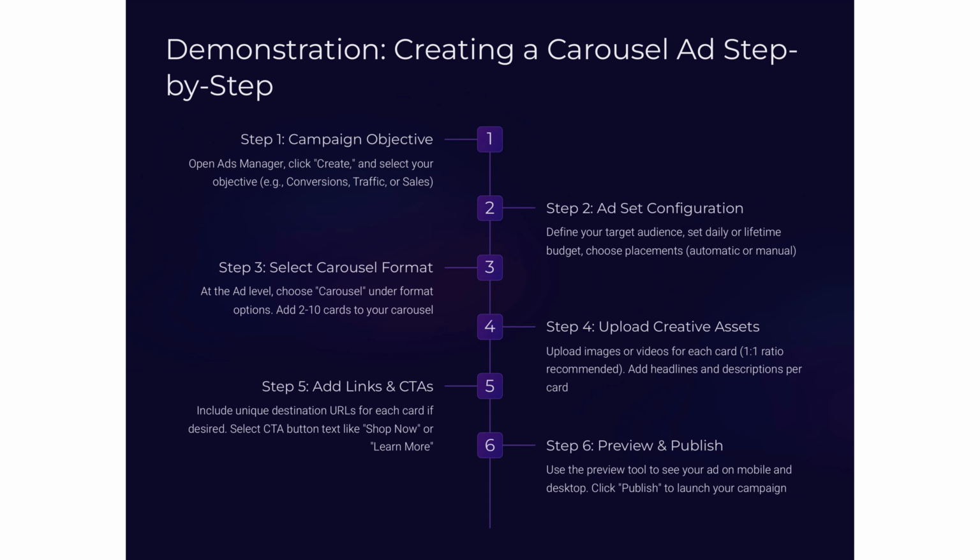Begin by opening Ads Manager and selecting your campaign objective, such as conversions or traffic. Configure your ad set by defining the target audience, budget, and placements. Choose the carousel format, adding 2 to 10 cards with creative assets. Include unique URLs and call to actions for each card. Preview your ad, then publish.